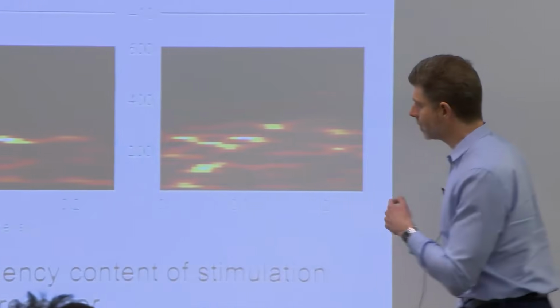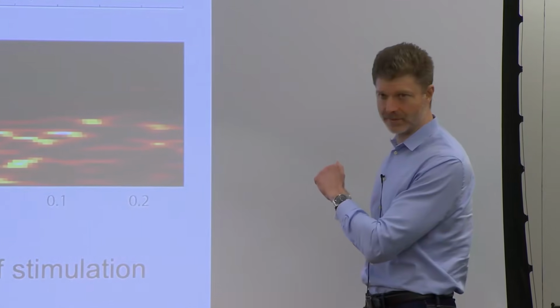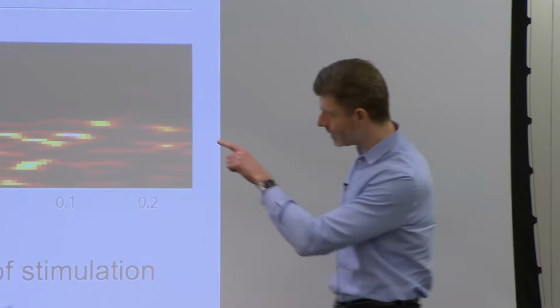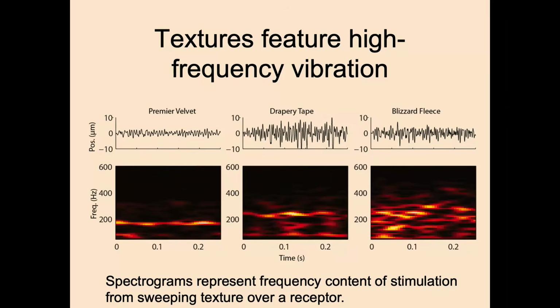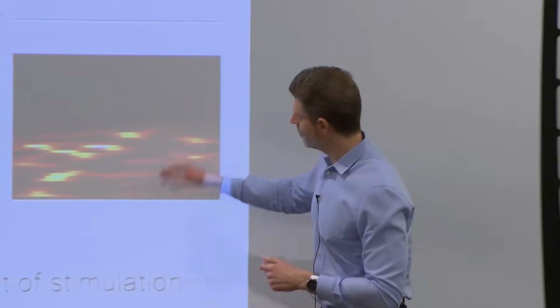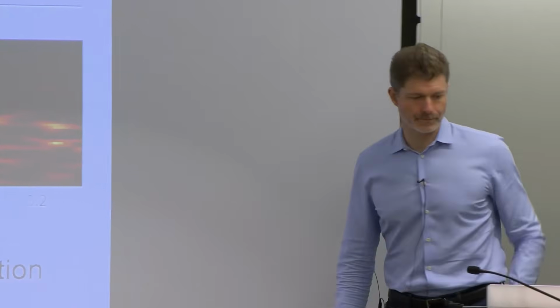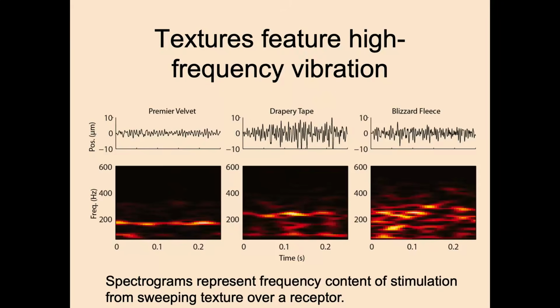The point of showing you it in this way is that in the frequency domain, these three materials have pretty different signatures. The premier velvet has a lot of power fairly consistently at one particular frequency. The drapery tape has some higher frequency and then some stuff at lower frequencies. And the blizzard fleece is generally more low pass. So this is just the physical stimulus: these different materials, when you look at them in the frequency domain, have different signatures.